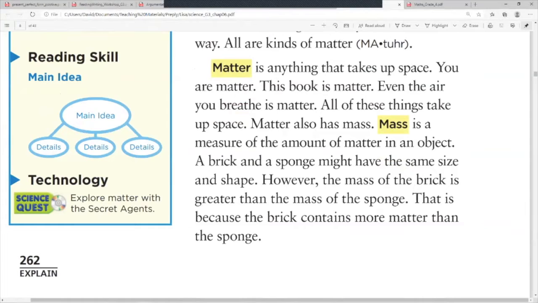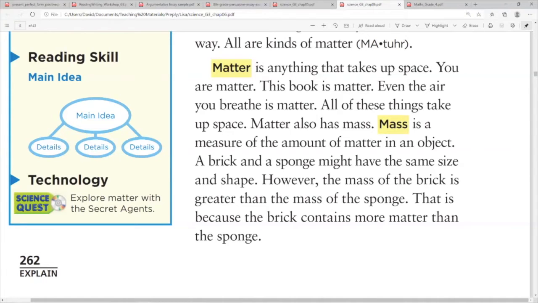Matter is anything that takes up space. You are matter. This book is matter. Even the air you breathe is matter. All these things take up space. Matter also has mass. Mass is a measure of the amount of matter in an object. A brick and a sponge might be the same size and shape. However, the mass of the brick is greater than the mass of the sponge.